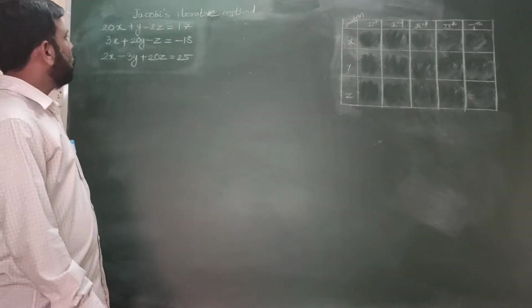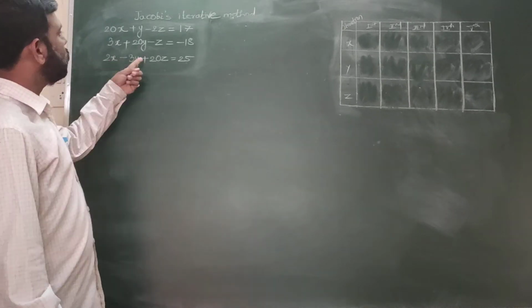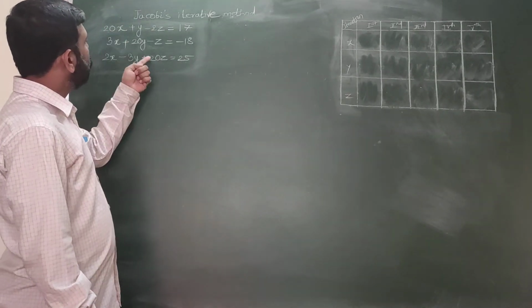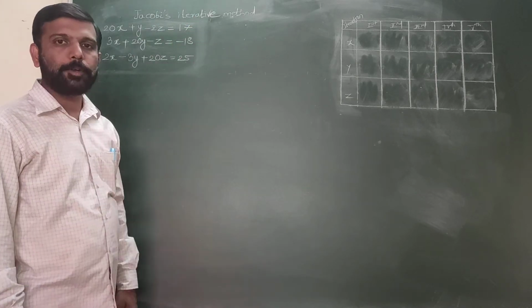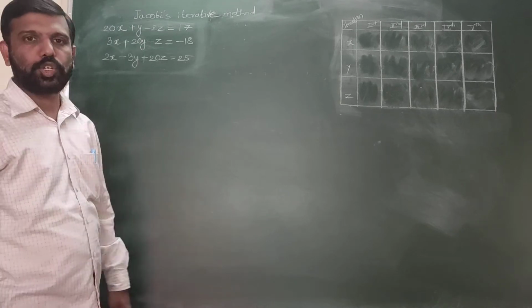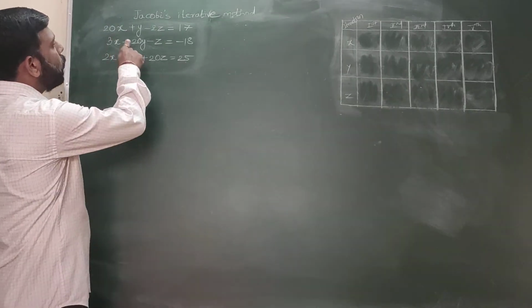Friends, here we have taken a system of equations, three equations with three unknowns x, y, z. We'll try to solve these unknowns x, y, z by using the Jacobi iterative method. We'll understand this method for the given system of equations. Initially we have to verify this.